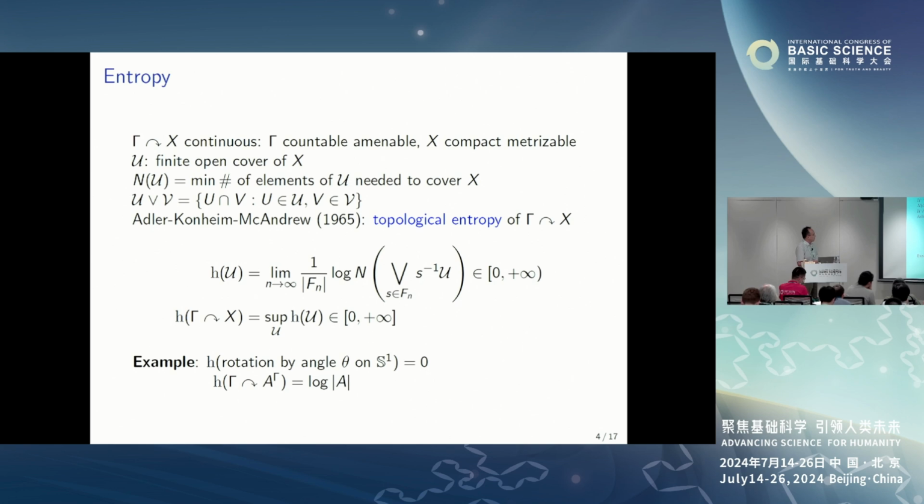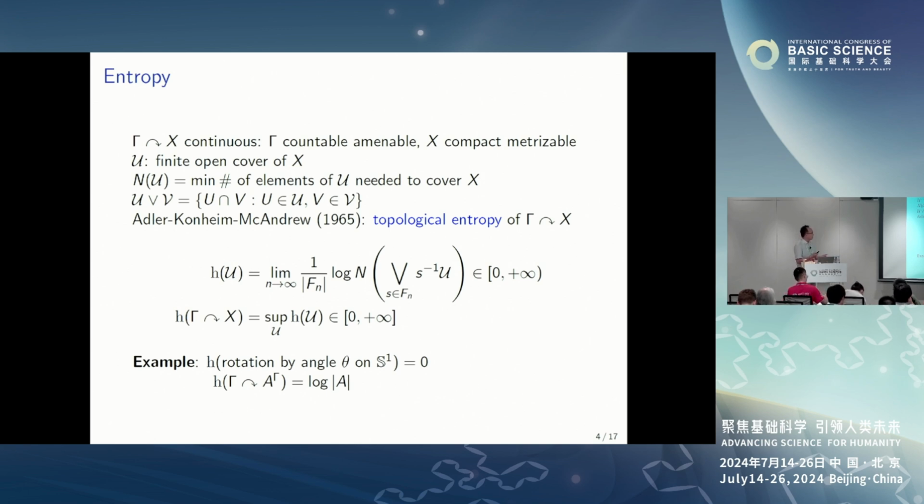You take a finite open cover. You look at this F_n, this Følner sequence, which comes up in the definition of an amenable group. For each element in this set, you pull back your open cover, and you still get one open cover. You take the join of all these. Then you look at the minimum number of elements you need to cover the whole space. This typically will become larger and larger as n becomes larger, because this finite set becomes really large. Then we look at how fast it grows. It turns out that frequently this grows exponentially, so we take a logarithm divided by the size of the finite set.